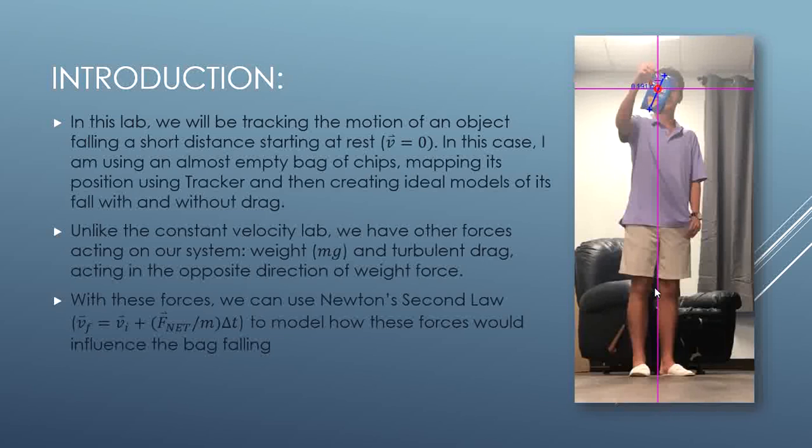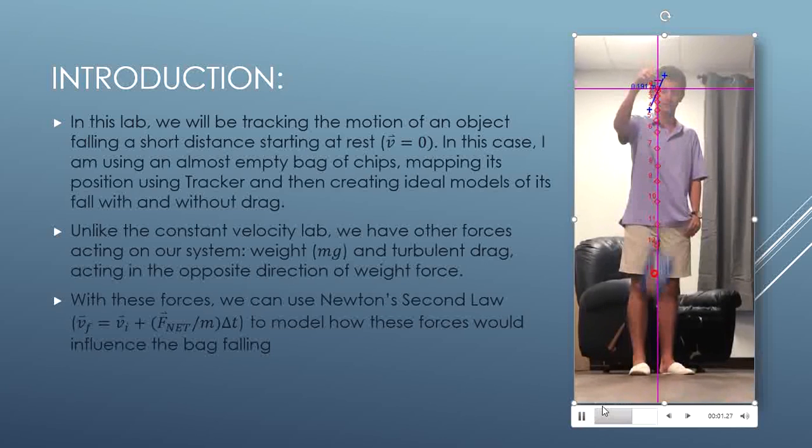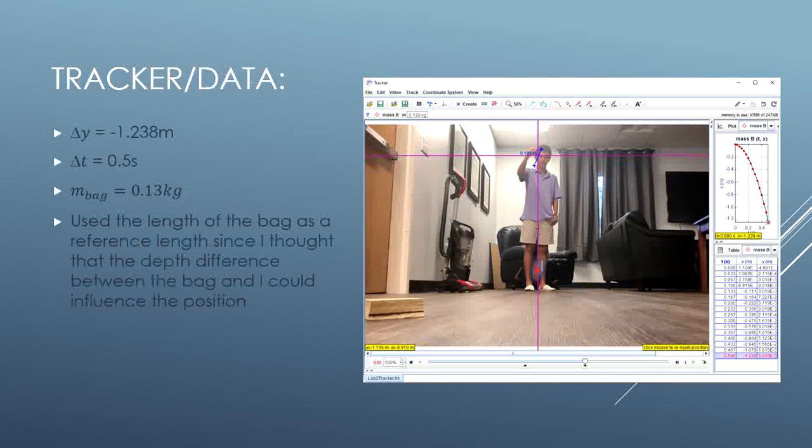With these forces, we're going to then use Newton's second law to see how those forces are going to influence the position change of our system. So as you can see here, there's the bag being dropped. So this is some of the data that we gathered from Tracker. The total distance that the bag fell was around 1.2 meters over a span of 0.5 seconds. And I measured out the mass of the bag to be 0.13 kilograms, which is the same as 13 grams.